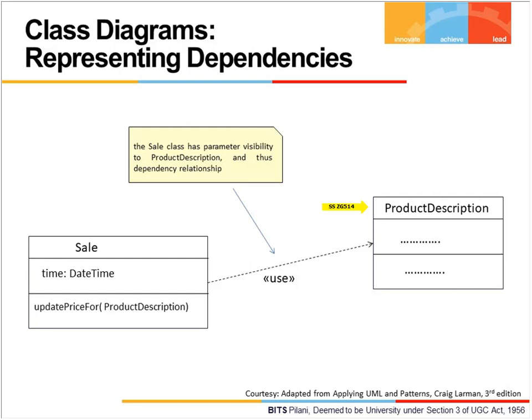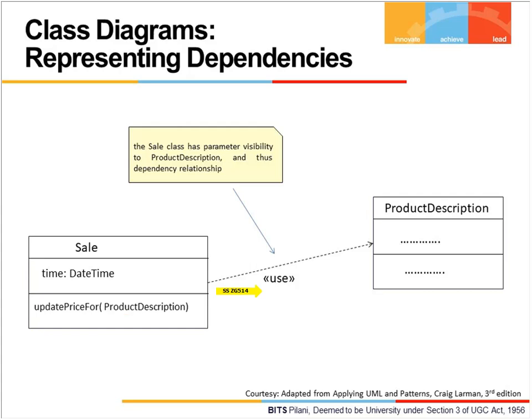Okay, my class Sale has an operation updatePrice, which has a parameter of type ProductDescription. So my Sale has a dependency relationship with the ProductDescription class. And what is that dependency relationship? It makes use of an object of the type ProductDescription, right? So this is one kind of dependency relationship which can be modeled in a class diagram.